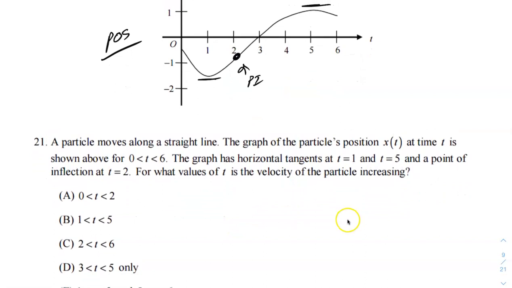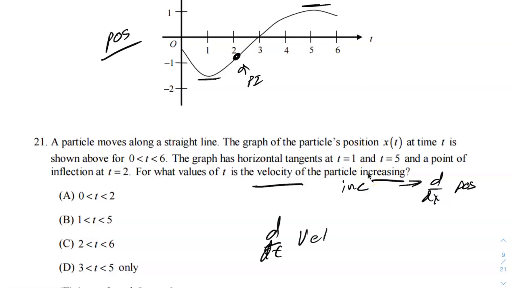So it's a little tricky. They want to know when the velocity is increasing. Remember I always talk about what increasing means? Increasing means the derivative is positive. That's what it means. But it's the derivative of velocity we're talking about. So that's what this is saying: when is the value of velocity increasing? So when is the derivative of velocity positive? What's the derivative of velocity? Acceleration. So I want to know when the acceleration is positive.